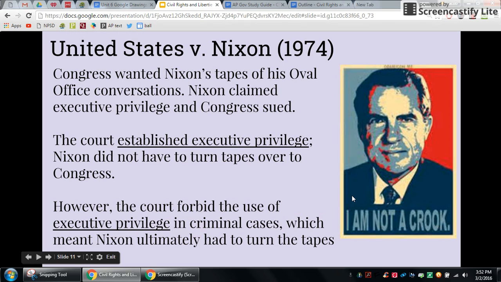Moving on, we're almost done. Congress wanted Nixon's tapes of his Oval Office conversations. You're aware of this from the whole Watergate scandal. This was U.S. versus Nixon. It had to do with executive privilege, which we've learned about before. The court said that executive privilege is real, that you can't force the president to testify and you can't take his tapes and things of that nature. However, in the case of criminal cases, there is no executive privilege. So in the end, Nixon was involved in a criminal case. Once more information came out, he could not use executive privilege and he did have to turn the tapes over, which is what led to his ultimate impeachment and resignation.